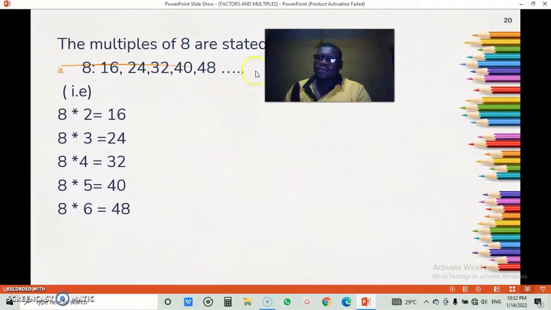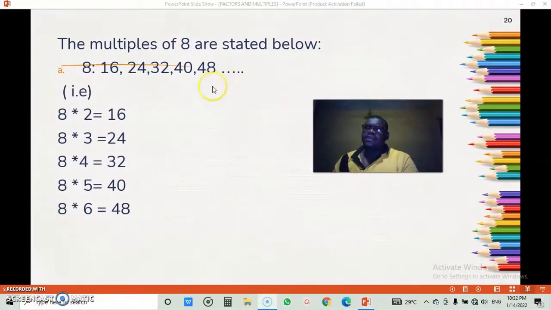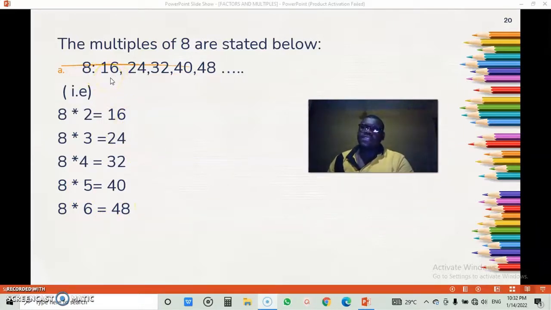So the multiples of 8 are 8, 16, 24, 32, 40, 48. These are the first 6 multiples of 8. So that's the end of the class for today.